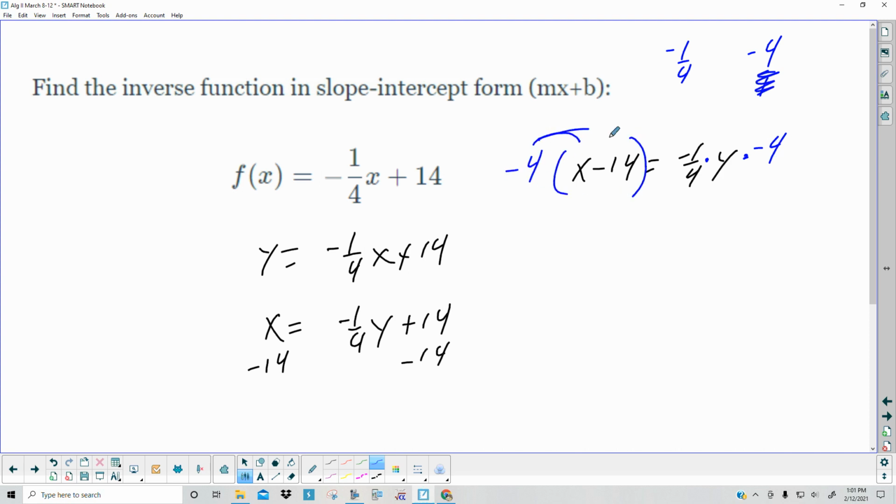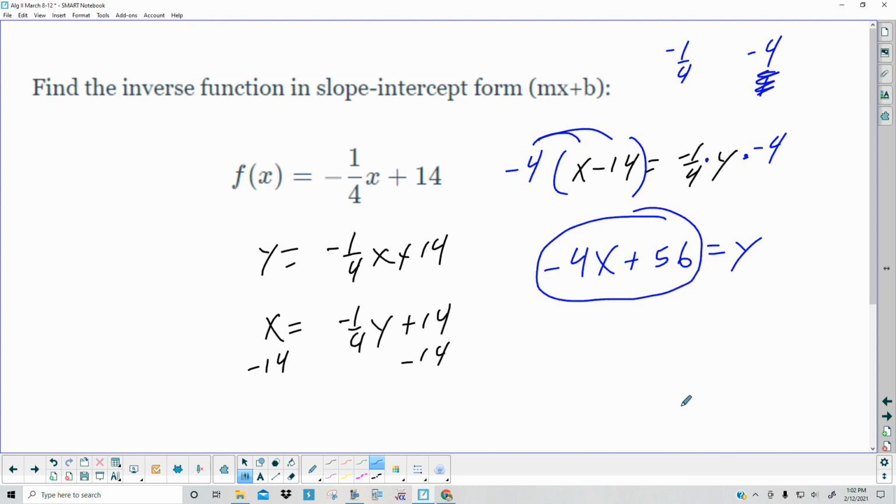And the -4 distributes in. -4x plus 56 is y. So that's your inverse then. Okay.